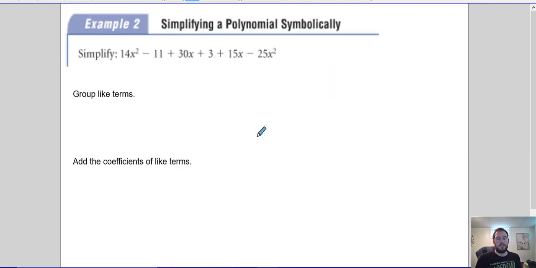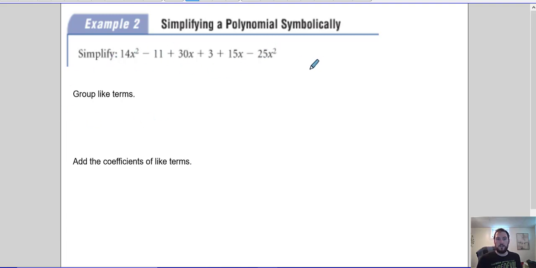We can also do this algebraically or symbolically without using our algebra tiles, but it's a matter of being a little bit comfortable with the symbols. So how do I do that? Well, the first thing we want to do is rearrange it, because I can do pluses or minuses in any order I want, right? So even though I have a minus 25x squared at the end here, it doesn't have to stay there.